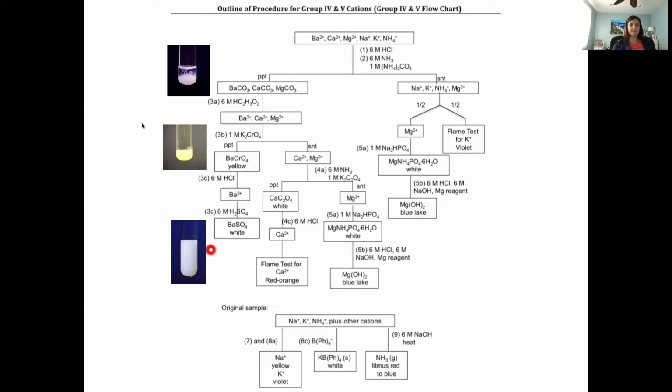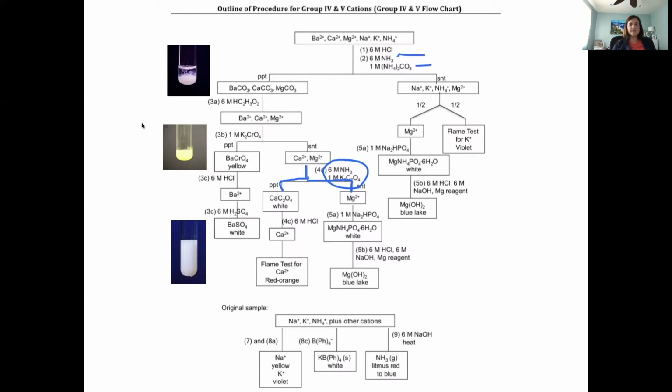All right, so looking at the other side of the flow chart, the calcium and magnesium are in solution. In that case, we can then separate our calcium and our magnesium by adding oxalate in a basic solution. Again, similar theory to what we talked about. We wanted a basic solution for adding carbonate, so it's the same idea.